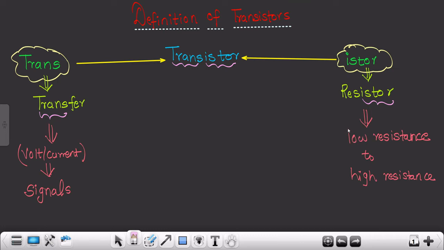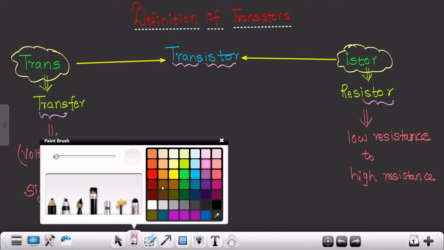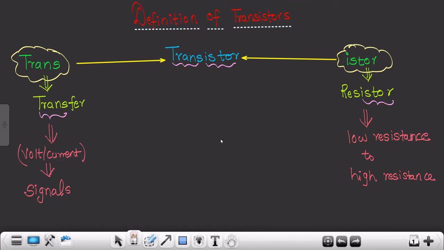After a few videos, we will come to this particular part: why it is transferring the signal from low resistance to high resistance, right?